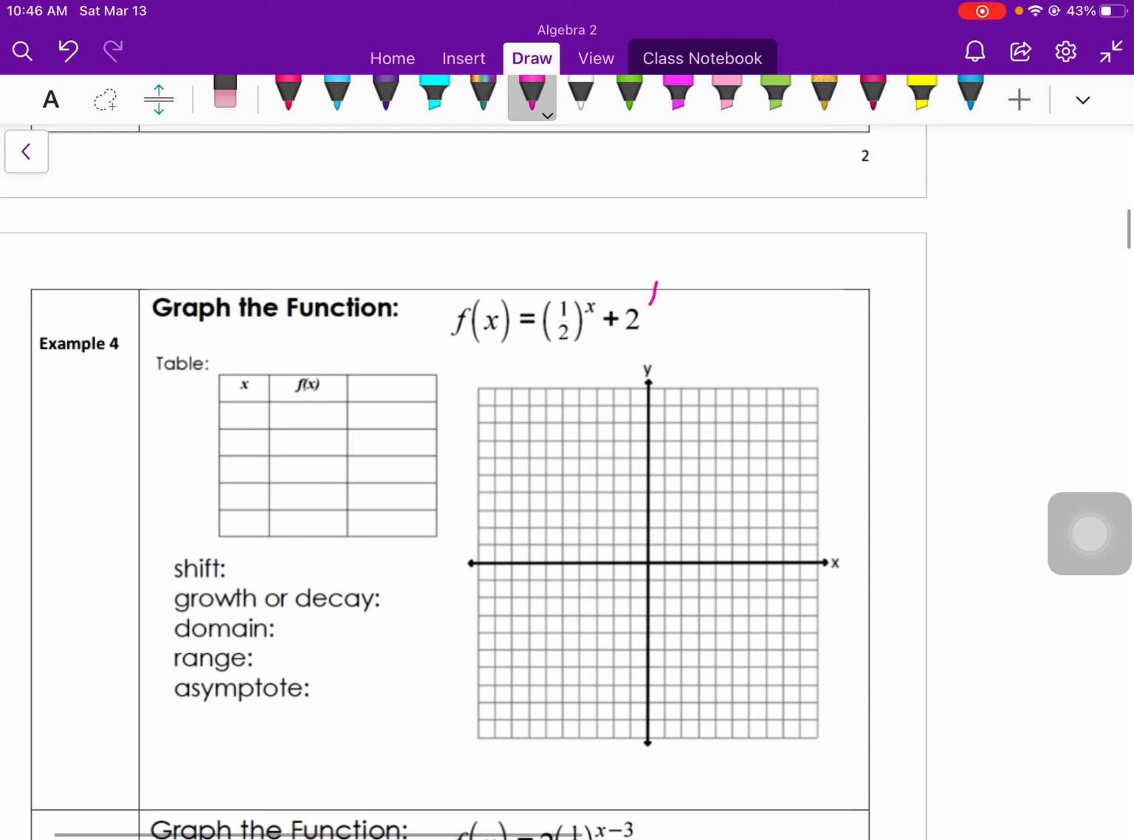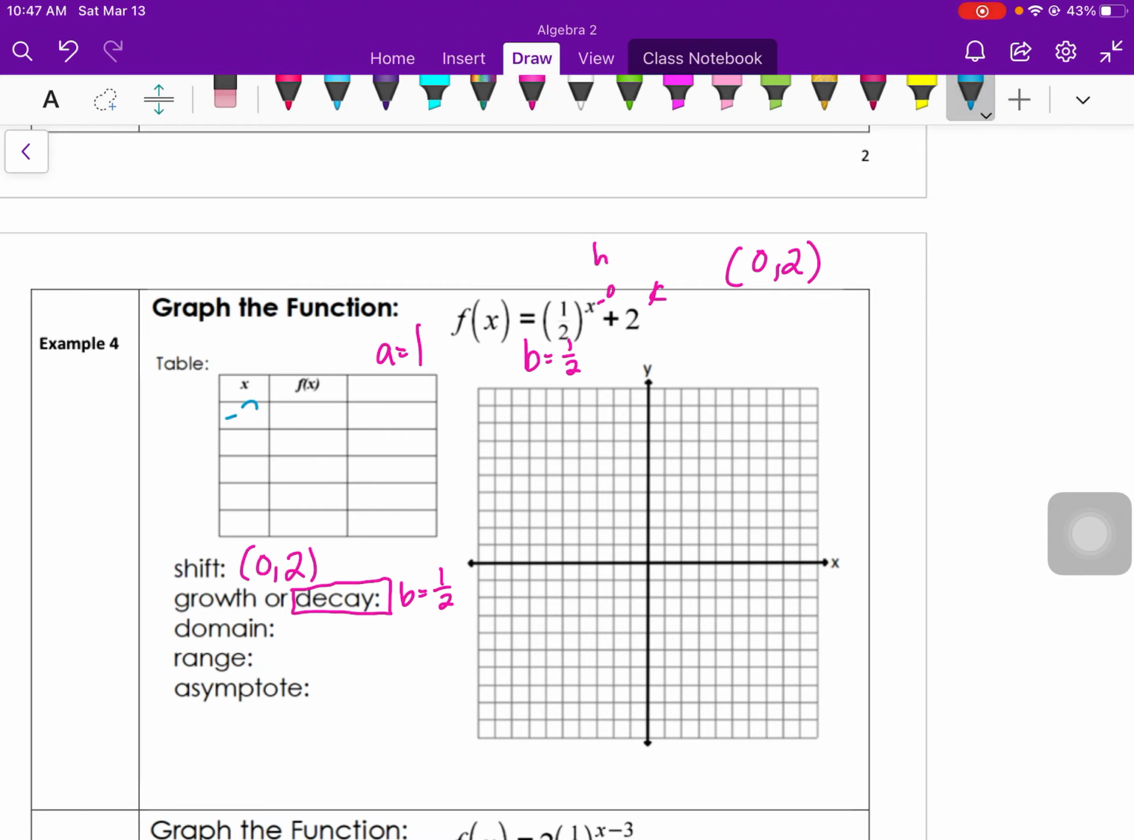Because this time, oh, it looks like we have a k. This is still -0, so I don't have an h. My h is 0, my k is 2. So I've got 0, 2 is going to be my shift. My base, my b is 1/2. Remember what we said when it's less than 1? This is going to be a decay because b is less than 1. It's 1/2. I do not have an a, so it's an implied 1.